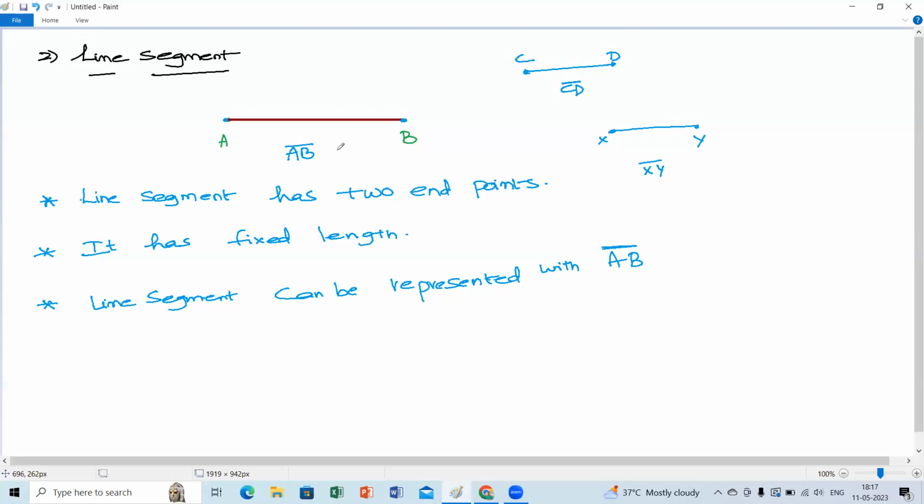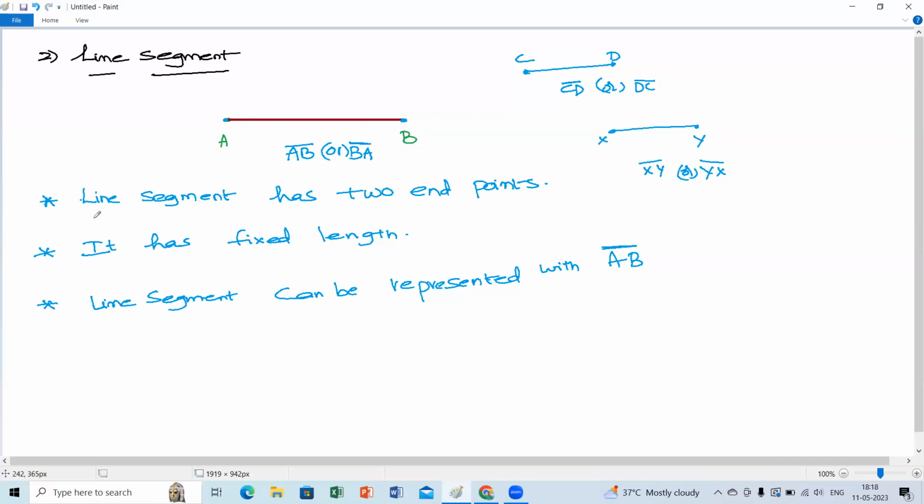Not only AB bar, children, we can call it even BA bar. Very important point, children. Please note down: AB bar or BA bar, XY bar or YX bar, CD bar or DC bar. Good. Not only in one way, children, we can represent it in both ways.